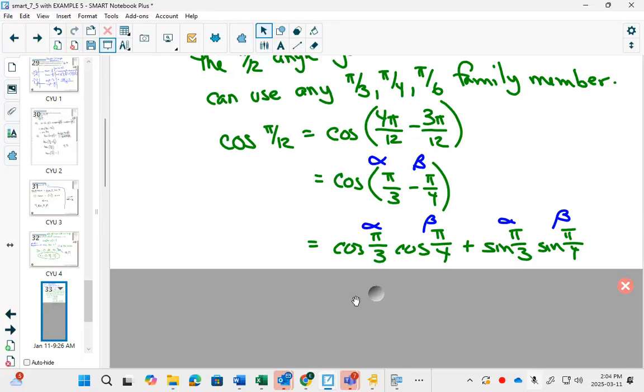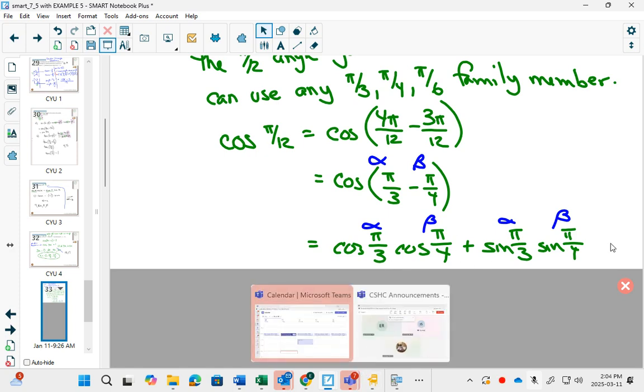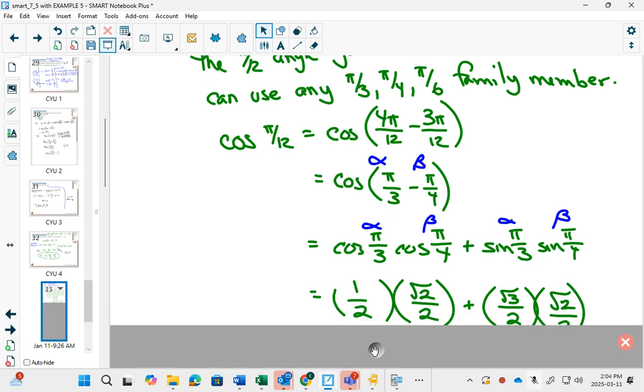So we can put in the values. I know that cos of pi over 3 is a half. I know that cos of pi over 4 is root 2 over 2. Sine of pi over 3 is root 3 over 2. And sine of pi over 4 is root 2 over 2.